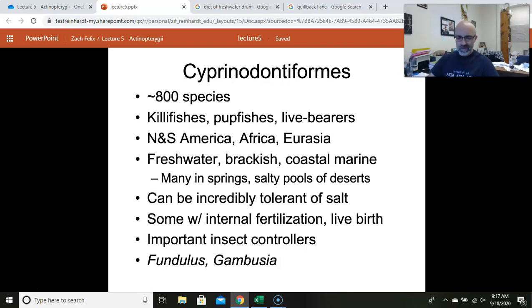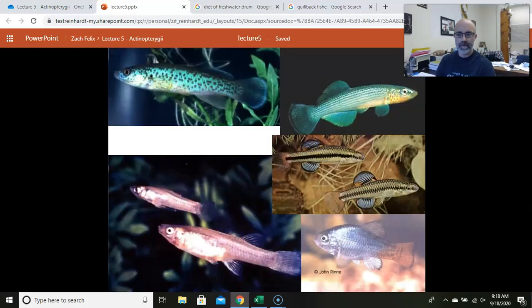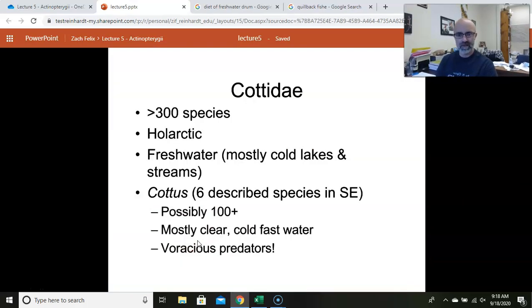Fundulus, that's our studfish. Gambusias and mosquitofish are animals that do eat a lot of larvae of mosquitoes and things, so people will introduce them into ponds to keep the mosquito level down. There's your studfish. I think that's pupfish, mosquitofish, Cyprinodontiformes.